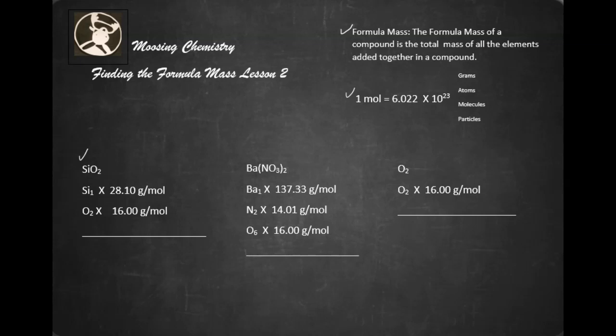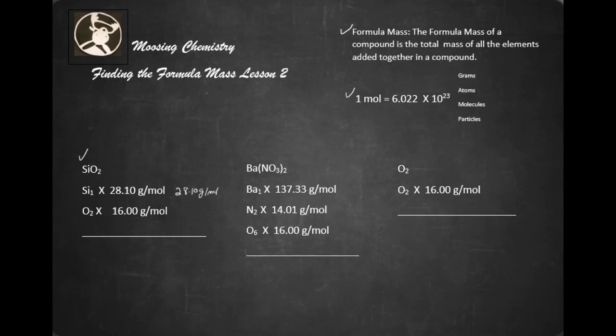All right, silicon dioxide. A mole of silicon weighs 28.10 grams per mole. And each mole of oxygen technically is 15.99 grams per mole, but we're going to round that off to 16 grams per mole to make it a little bit simpler. So let's go ahead and do this. So 28.10 times 1, of course, is going to be 28.10. See how easy that is?